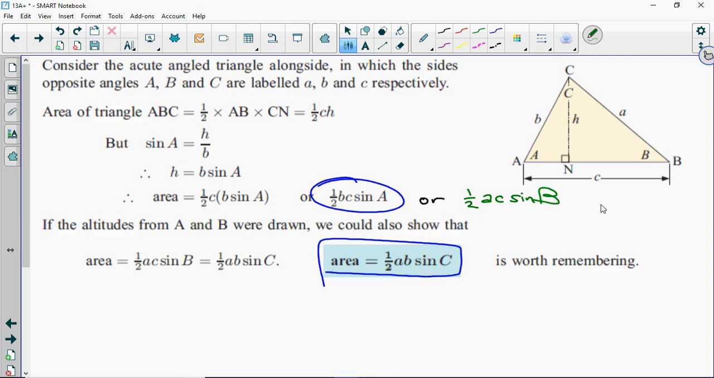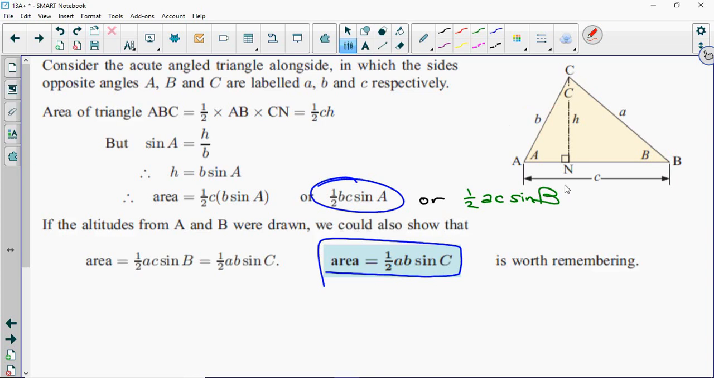What's important to notice about all three of these is that we have 1/2 times two side lengths, and then whatever two side lengths we're using, we then multiply by the sine of the angle that is in between those two sides. So using the formula in the blue box, area is 1/2 of a, which is this side, times b, which is this side, times the sine of C, which is that angle. Take a moment and make sure that you can see that with the other two formulas as well.